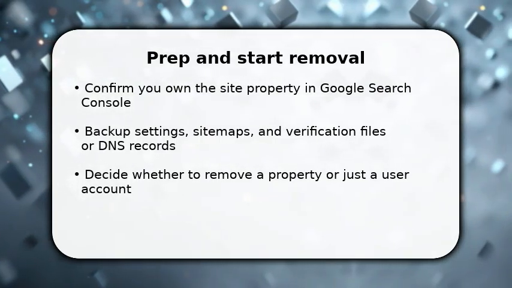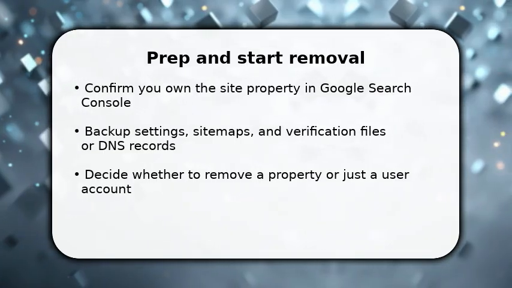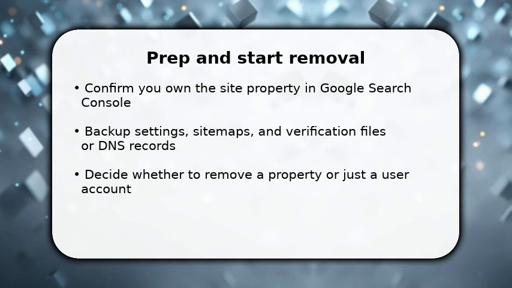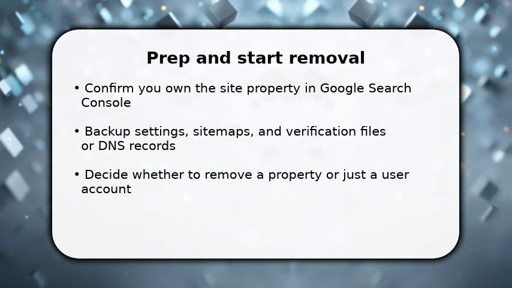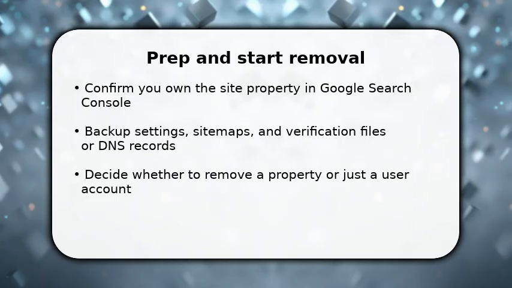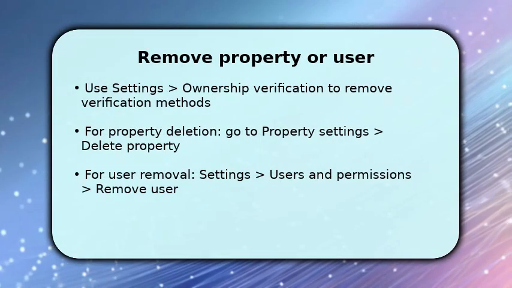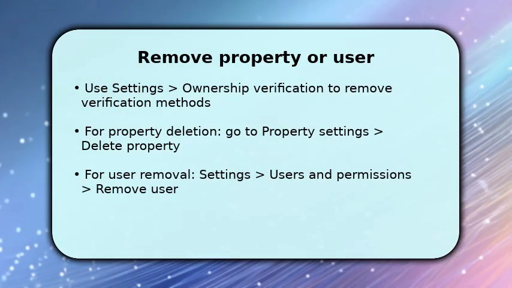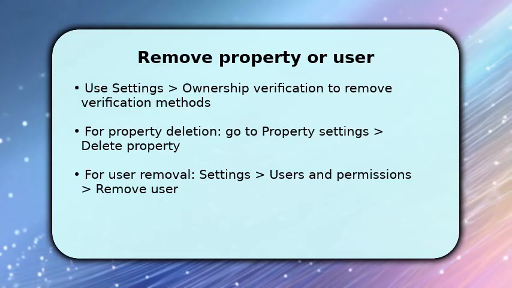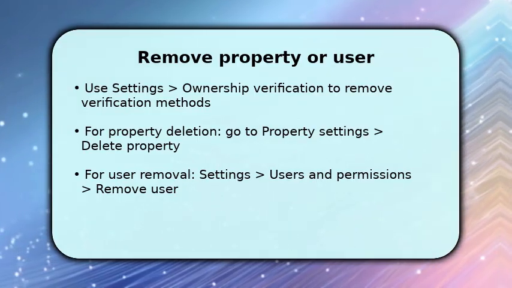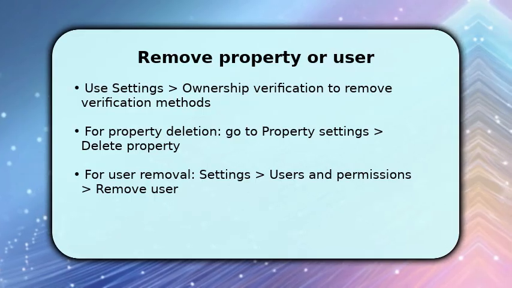The steps diverge. Make sure to note the associated Google account. You can't remove a property from an account that isn't logged in. Now execute the removal. If you're revoking verification, go to Ownership Verification and remove each method: HTML files, meta tags, Google Analytics, or DNS entries, so Google can't revalidate.